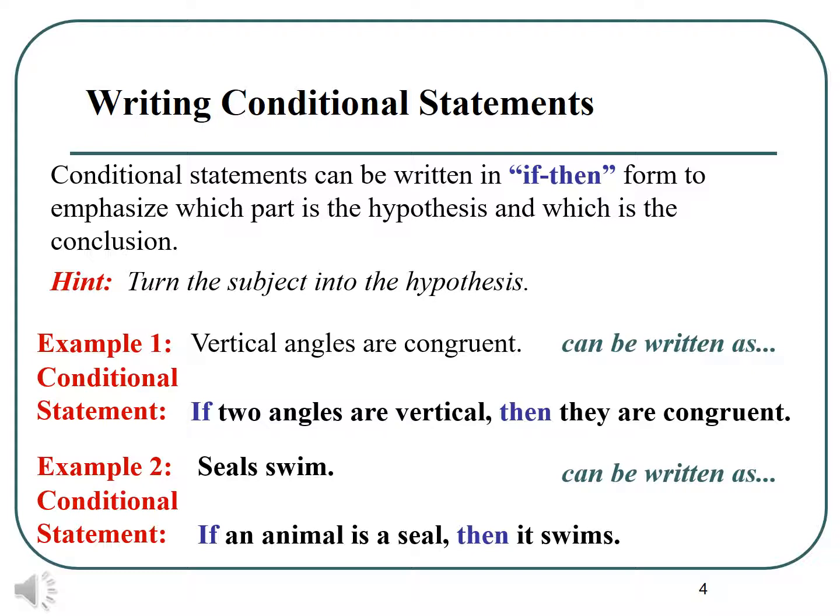Let's suppose you have the statement vertical angles are congruent. Well, we can transform this into a conditional statement by writing, if two angles are vertical, then they are congruent. The congruence follows the fact that they are vertical. Seals swim. That's just a regular statement, but we can transform it into a conditional if-then statement by writing it as such: If an animal is a seal, then it swims.